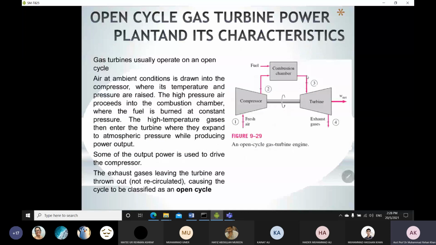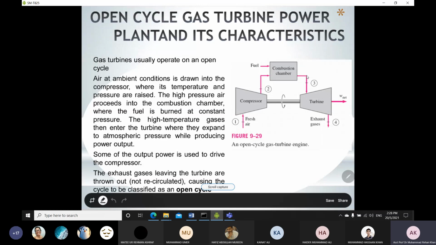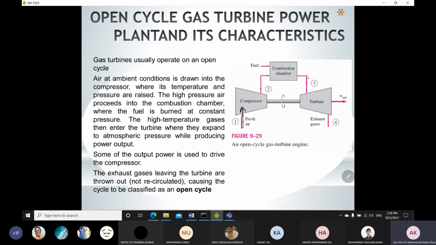Okay, so the open cycle gas turbine engine is the schematic shown over there. I already said that in the open cycle we take air from the atmosphere and send it to the compressor, where it is compressed to high pressure at point number 2. Then the high-pressure air is sent to the combustion chamber where it is mixed with the fuel, and combustion takes place in the combustion chamber.